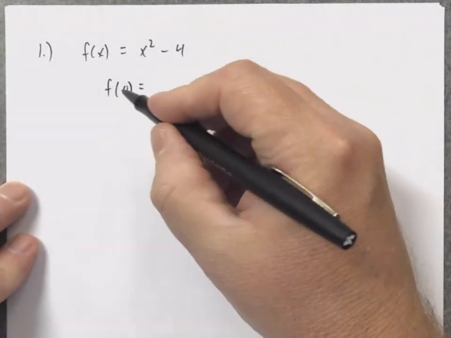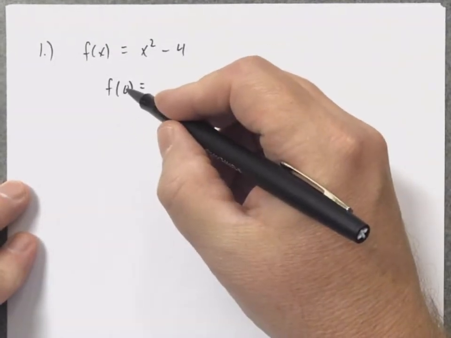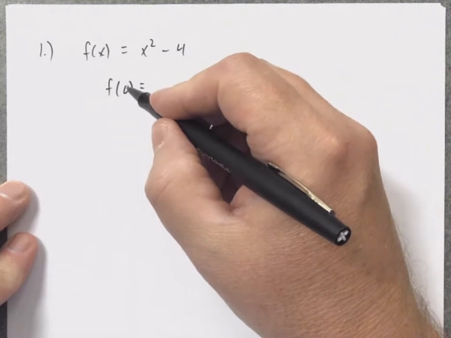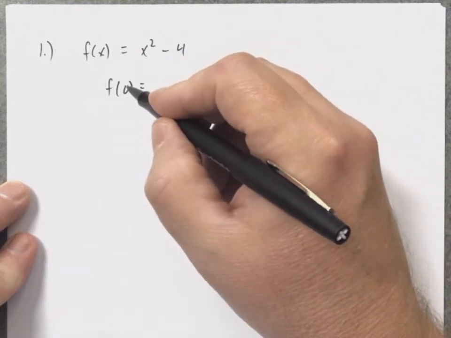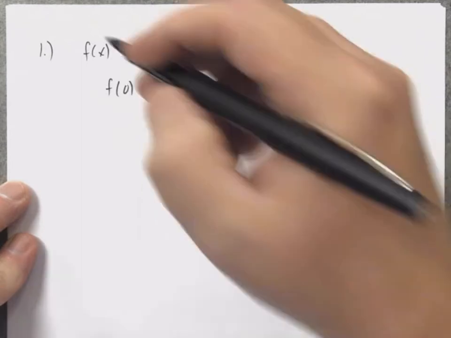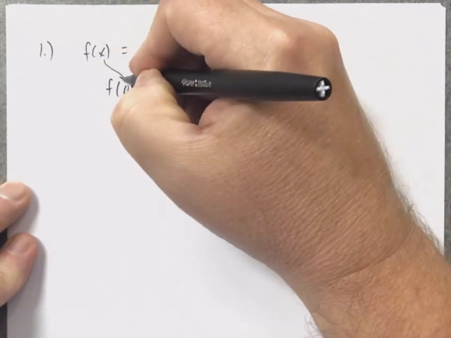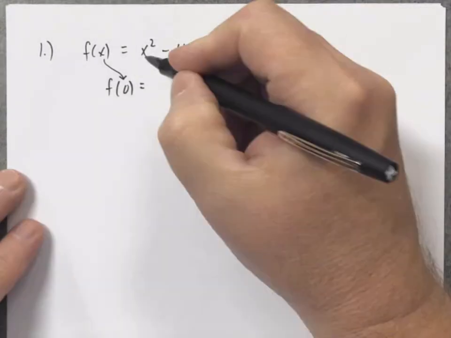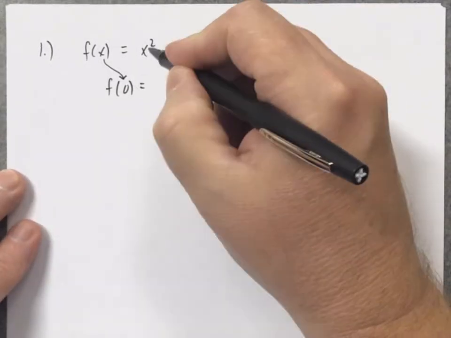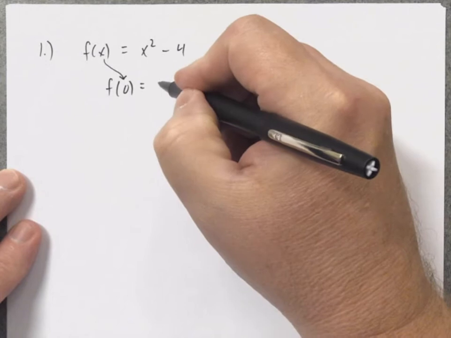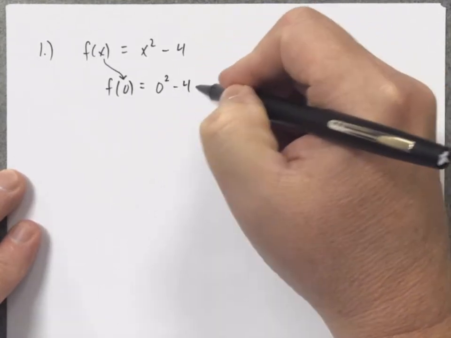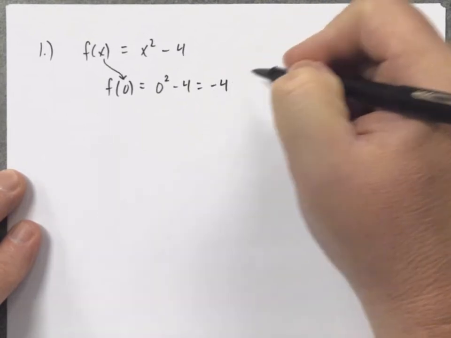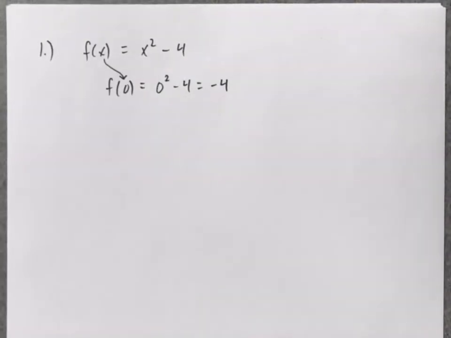functions where, so what this notation means is f of 0 means every place you have an x in your function, replace it with 0. So basically x squared minus 4, I'm going to replace x with 0. So 0 squared minus 4 equals negative 4. So we say f of 0 equals negative 4.